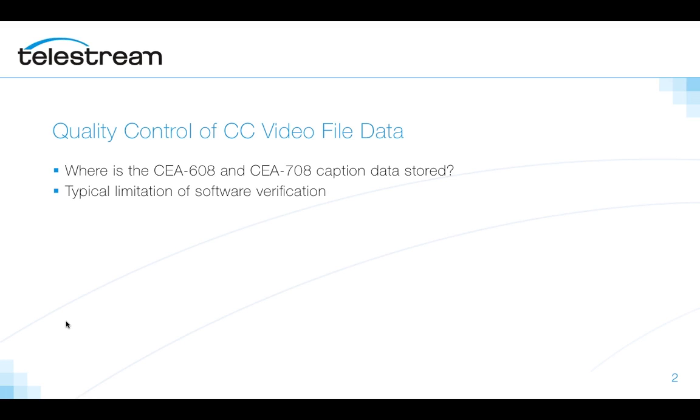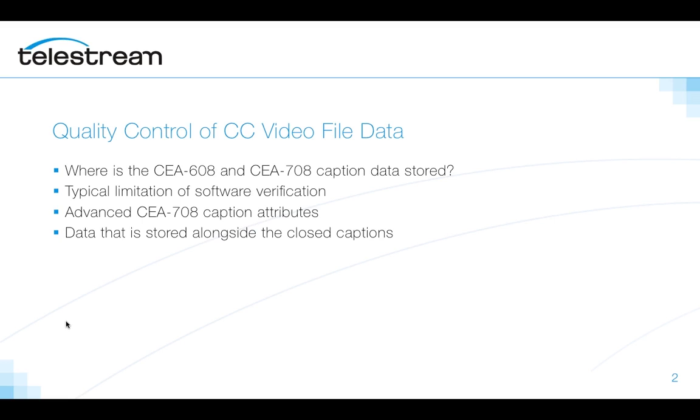We're also going to talk about typical limitations of software verification. There's software that can just take a look at whether captions are there or not, and we'll take a look at some of those limitations. We'll talk about advanced 708 caption attributes, what they are, where to look for them and how to check for them. Data is also stored alongside captions that is not necessarily caption data, so we'll talk about other data that can be in the video files on your server that you can check for.